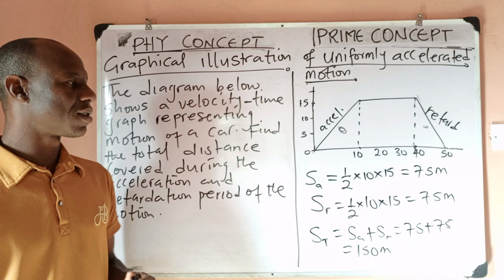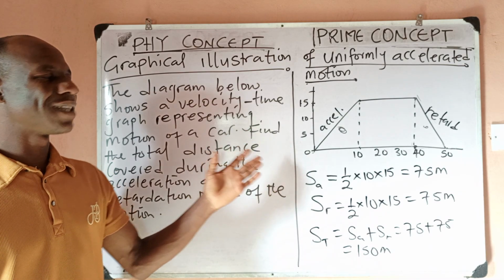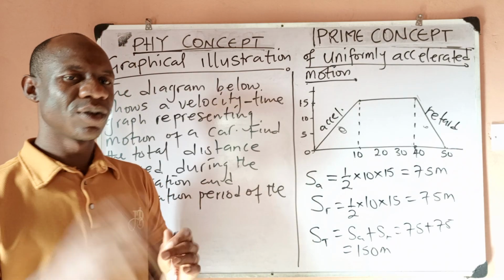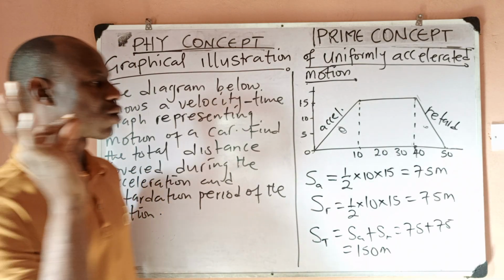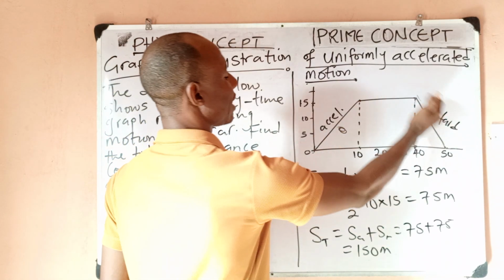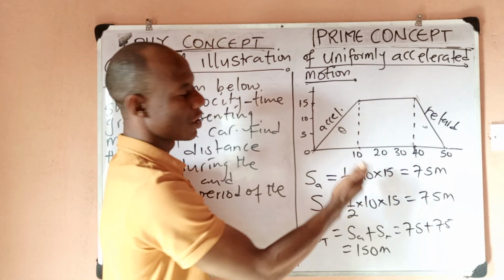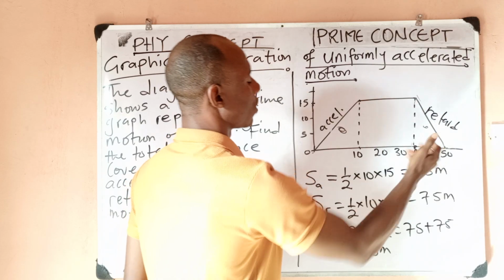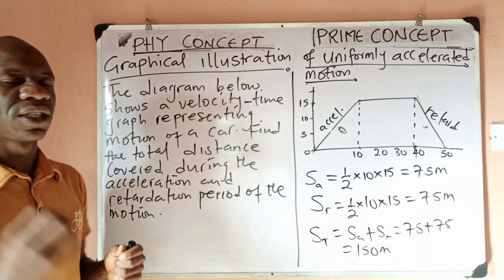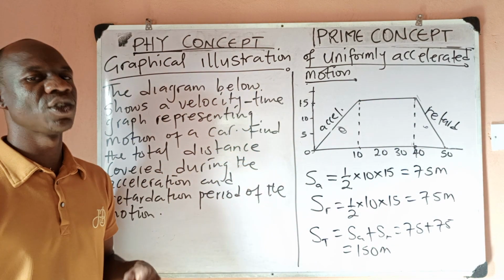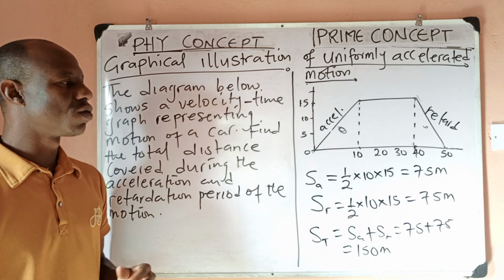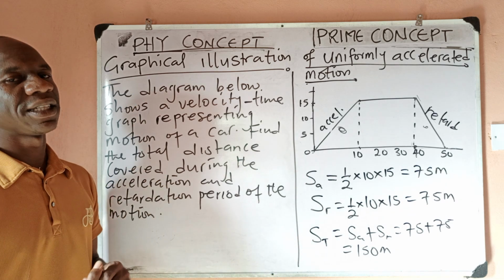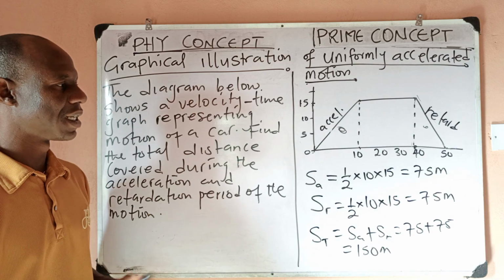Now, another question can require you to find the total distance of this journey. It's different from this. The total distance of the journey would require you to get the area of the whole curve, and this whole graph is a trapezium. So the area of this whole graph is what will give you the total distance for the whole journey. If you understand what to do, I want you to get the total distance for the whole journey. Drop the answer in the comment section. Let me see if the concept is clear to you.